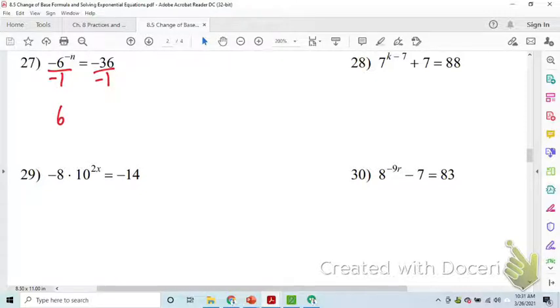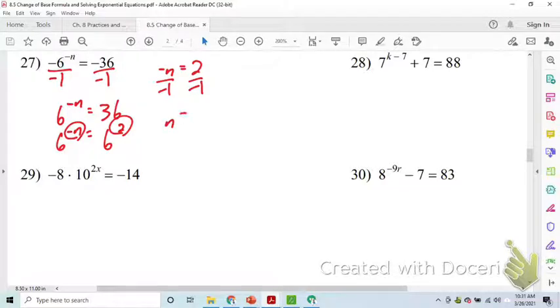I have 6 to the negative n is equal to 36. Now, you can get these to have the same base if you'd like. Why not? This would be 6 to the negative n is equal to, well, 36 is the same thing as 6 squared. So now I can set those equal to each other. Negative n equals 2. Divide by negative 1. N is equal to negative 2. You get that answer either way, whether you use logs or not. But you have to make sure they're positive first. So that first step is still the same. I promise.